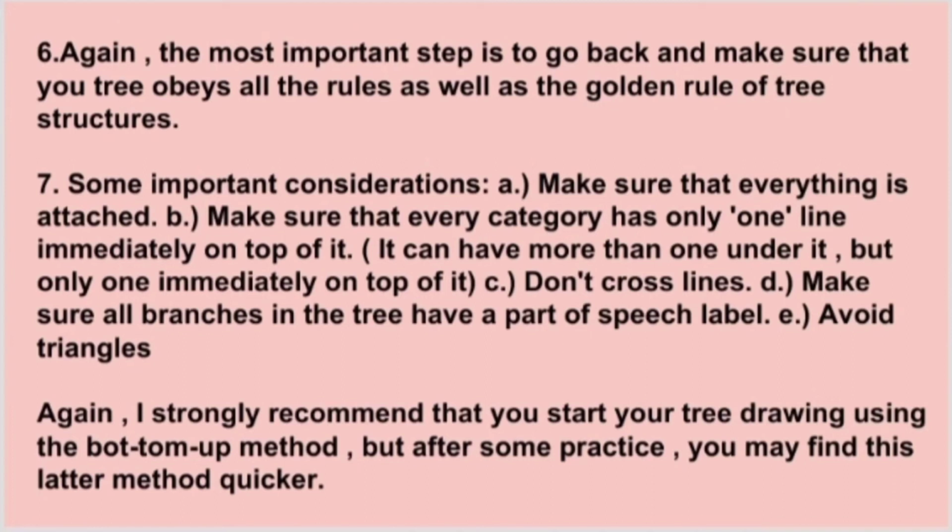Number 7. Some important considerations. A. Make sure that everything is attached. B. Make sure that every category has only one line immediately on top of it. It can have more than one under it, but only one immediately on top of it. Letter C. Don't cross lines. Letter D. Make sure all branches in the tree have a part of speech label. Letter E. Avoid triangles. Again, I strongly recommend that you start your tree drawing using the bottom-up method, but after some practice, you may find this latter method quicker.